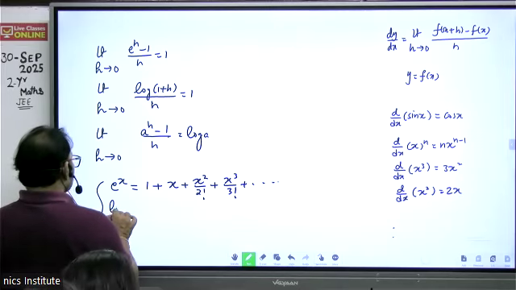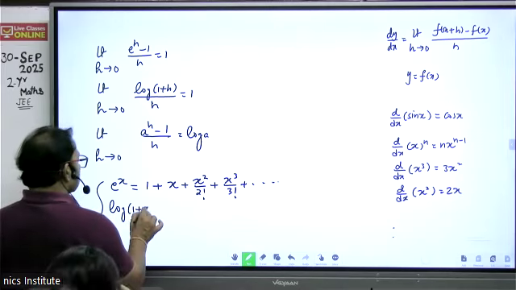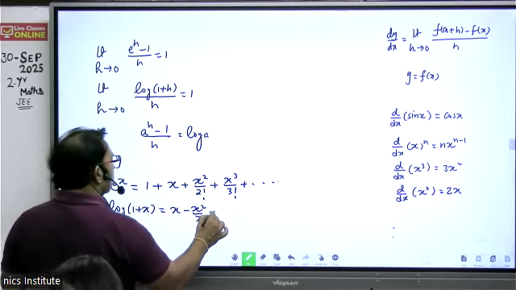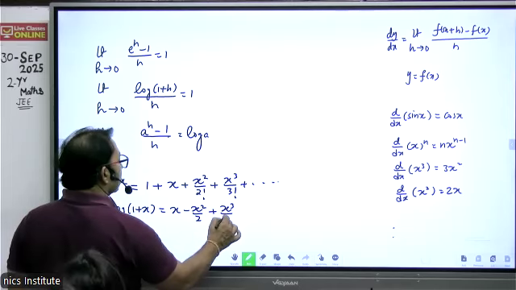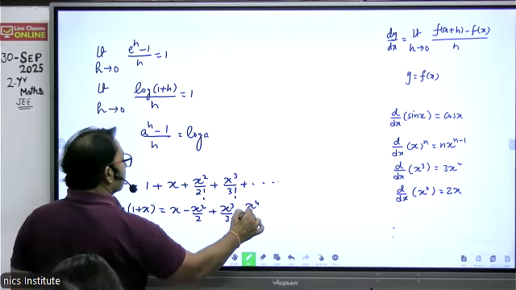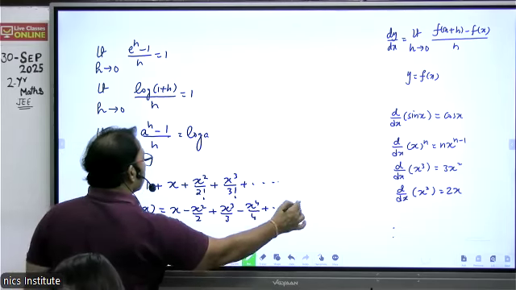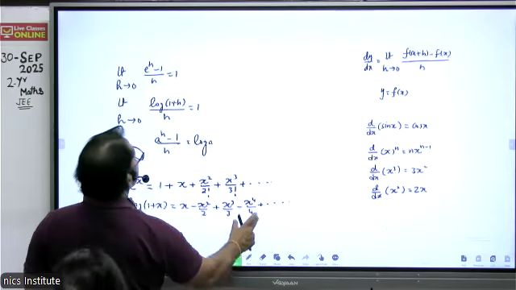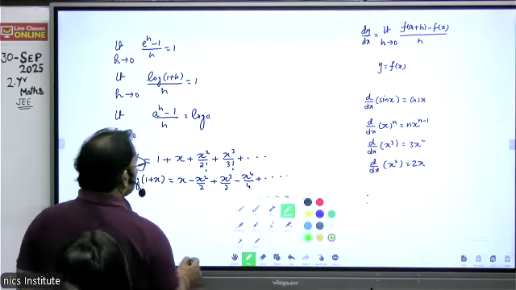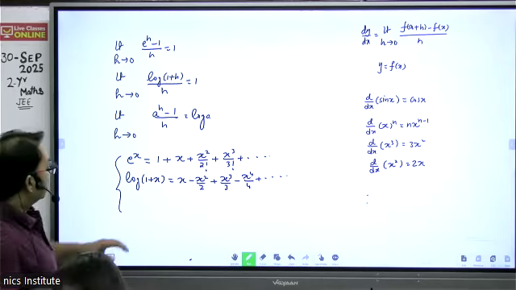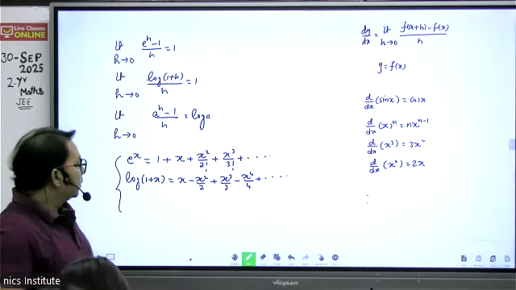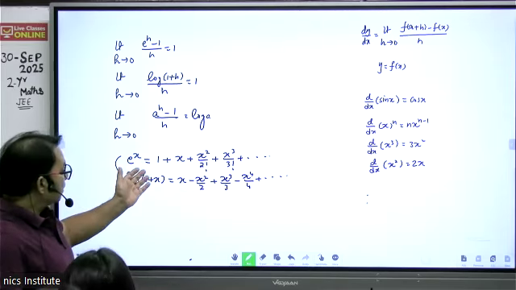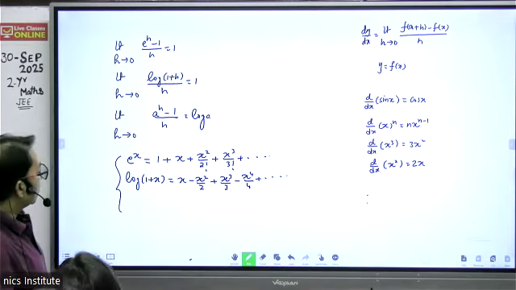Similarly, we have expansion of log of 1 plus x also, which is x minus x square by 2, x cube by 3, x to the power 4 by 4, and so on. This is expansion of log. In the expansion of log, you only have plus, minus alternating, and no factorial, whereas e to the power x has factorial in the denominator.